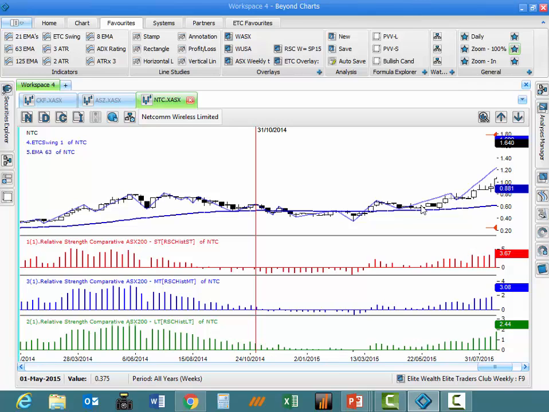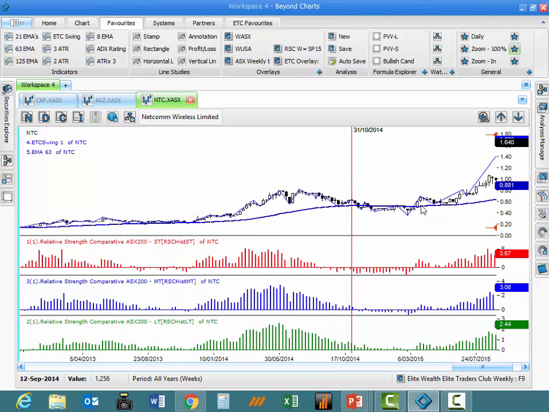The other element in terms of our longer-term trend, whereabouts is price action now in relation to our longer-term moving average? Well, it's now certainly higher than the longer-term moving average. So that's a positive aspect as well.